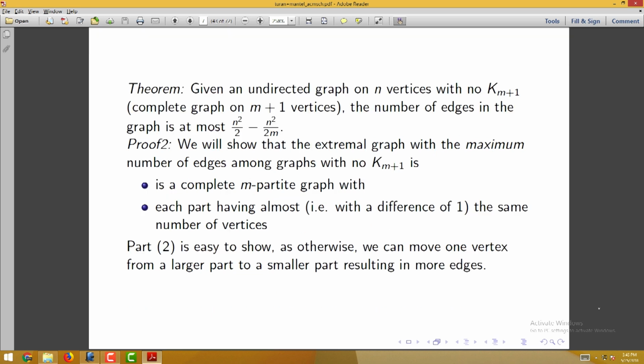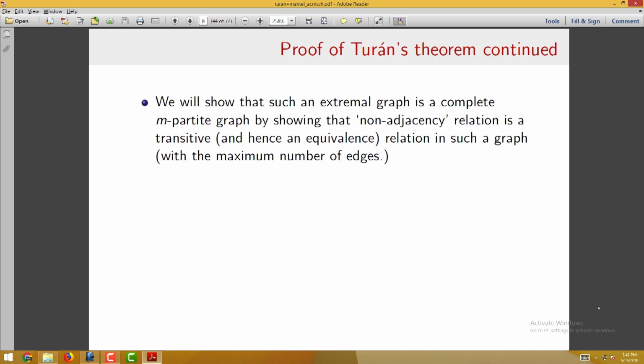And the way we were going to show it is the following. You have an extremal graph with the maximum number of edges. What I will show is that the non-adjacency relation, let's relate a pair of vertices if they are non-adjacent. Is it a symmetric relation? Yes, if A is not adjacent to B, B is not adjacent to A.